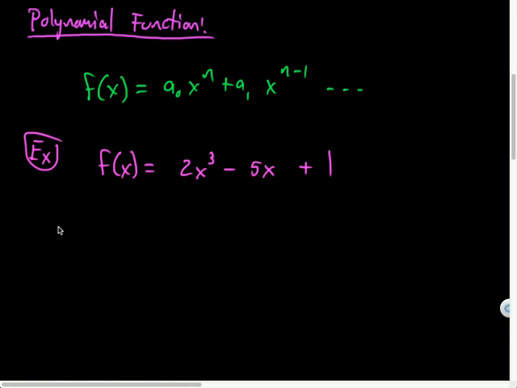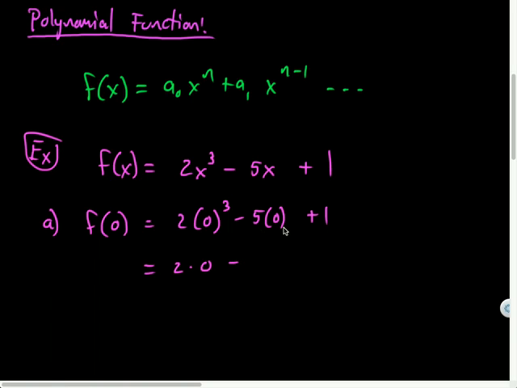Let's say the first thing I wanted to do, for part A, is calculate f of 0. What does that mean to do when I'm evaluating? Yeah, plug a 0 in for all of the x's. So 2 times 0 to the third power minus 5 times 0 plus 1. 0 cubed is 0. Minus 5 times 0 is 0. It looks like this is just going to simplify to 0 minus 0, which is 0, because they cancel out, of course.